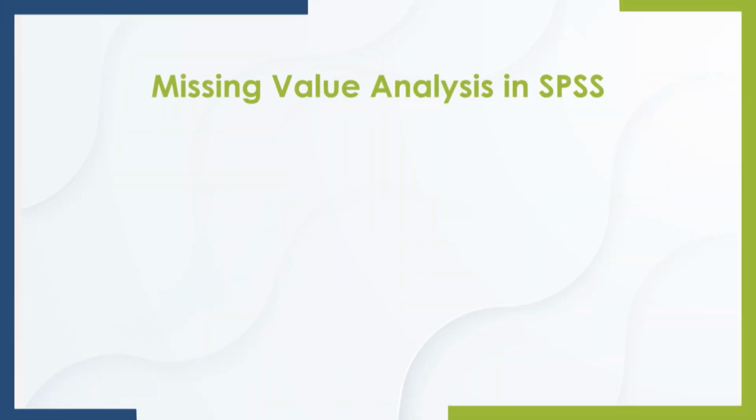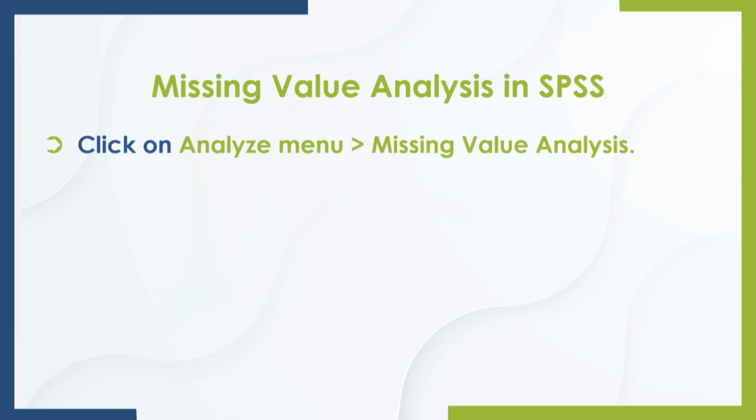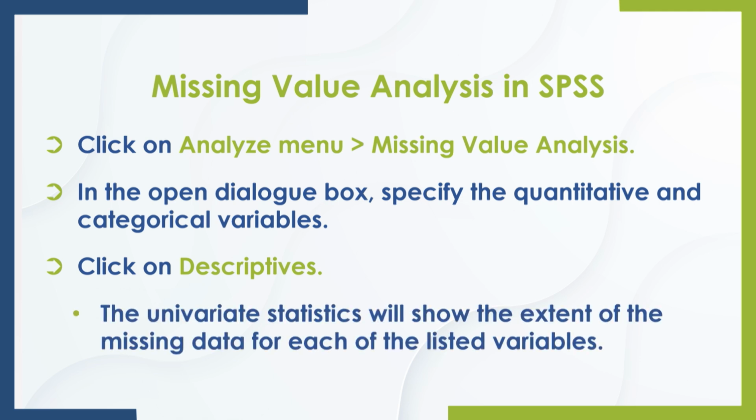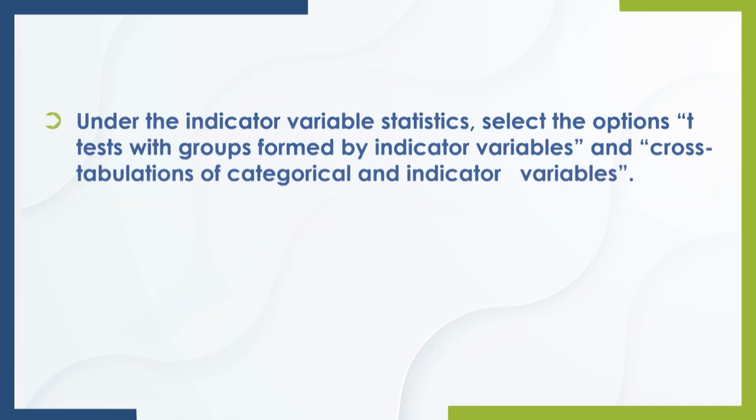Missing value analysis in SPSS. These are the steps to perform missing value analysis in SPSS. First, click on the Analyze menu, then click Missing Value Analysis. In the dialog box that opens, specify the quantitative and categorical variables for which you want to find the missing values. Then click Descriptives. The univariate statistics will show the extent of the missing data for each of the listed variables.